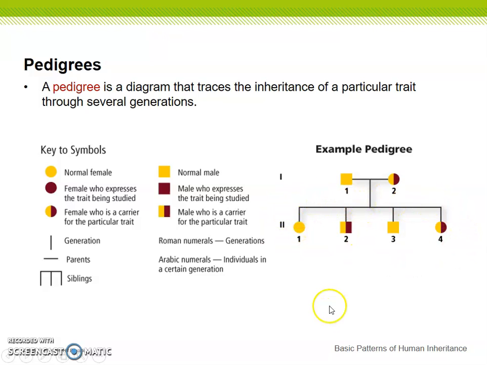Okay, and we number the generations with Roman numerals. So this is the 1st generation, and this is the 2nd generation. And we number the individuals within those generations with regular Arabic numbers.